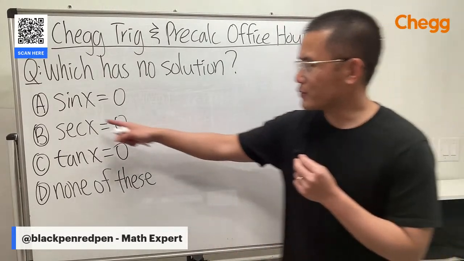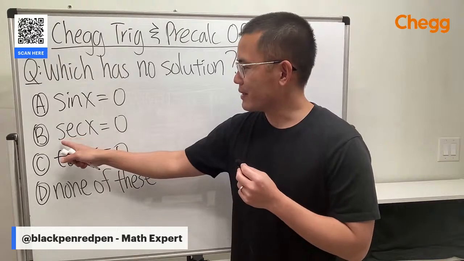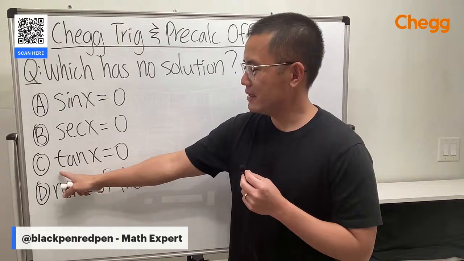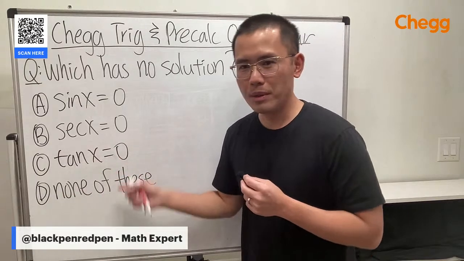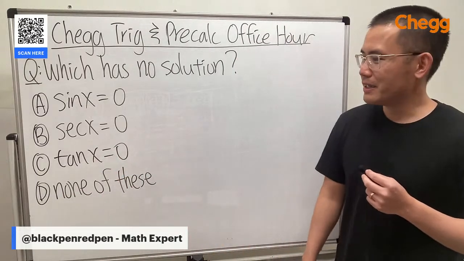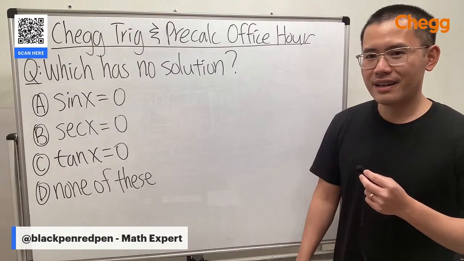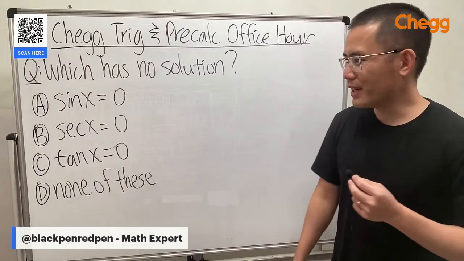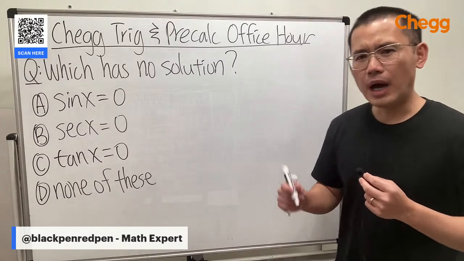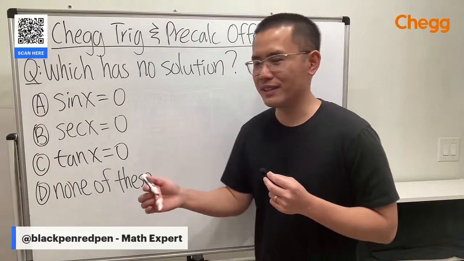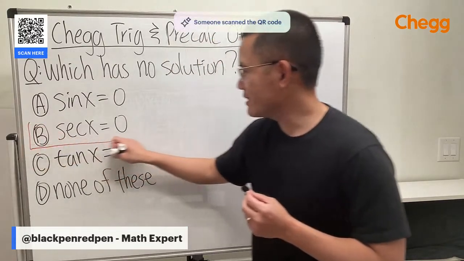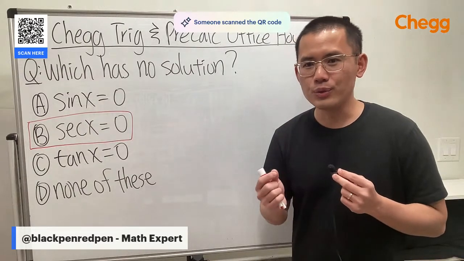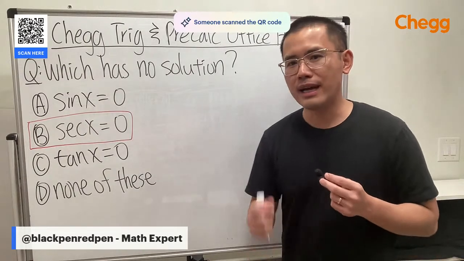Okay, so the first one, sine x is equal to 0. Second one, secant x is equal to 0. And then tangent x is equal to 0. Or maybe none of them is. I think everybody's getting it right. Good. But how come though? How come B does not have the answer? You're right, B is the one that has no solution. So what's the argument that you will use to show that secant x does not have a solution?